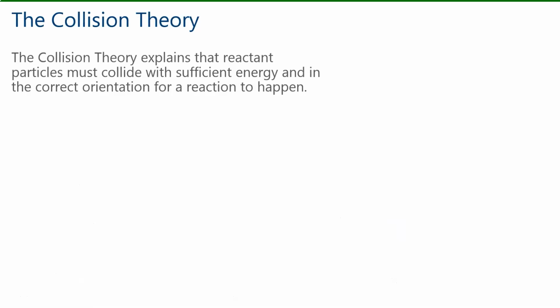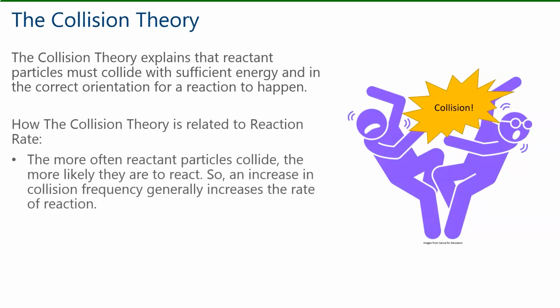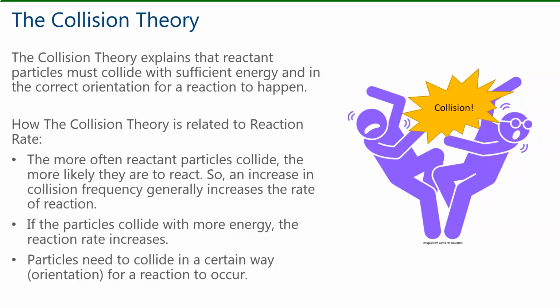The collision theory explains that reactant particles must collide with sufficient energy and in the correct orientation for a reaction to happen. How is the collision theory related to reaction rate? The more often reactant particles collide, the more likely they are to react. So an increase in collision frequency generally increases the rate of reaction. If the particles collide with more energy, the reaction rate increases. Particles need to collide in a certain way, or certain orientation, in order for a reaction to occur.